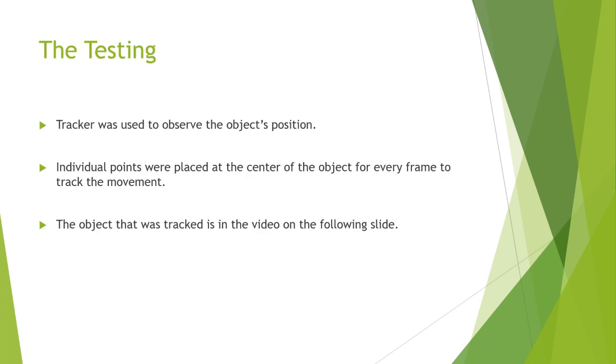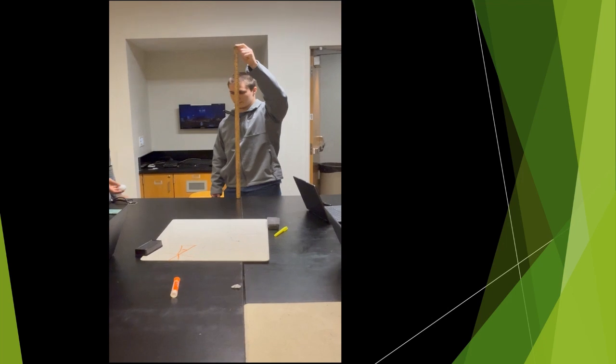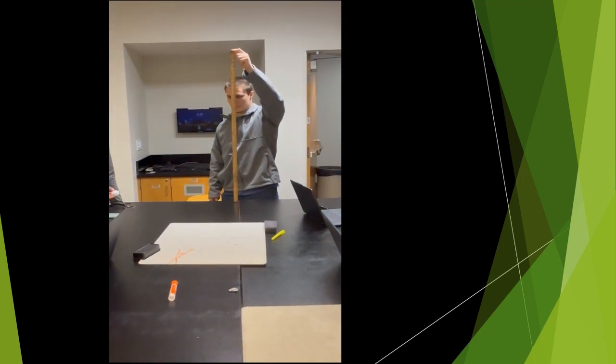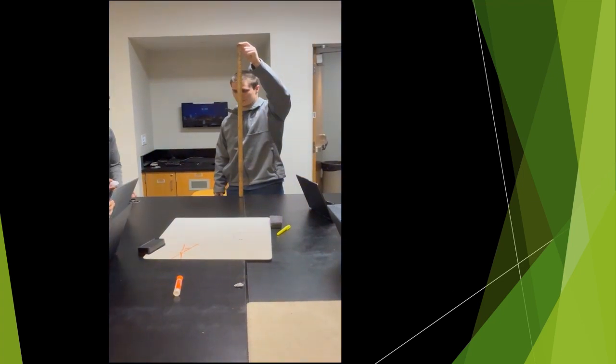For the testing, Tracker was used to observe the object's position. An individual point was placed at the center of the object for every frame, and the object was tracked in this video in the following slide, which is right here. That's the object that was tracked, and that's the path that it took.